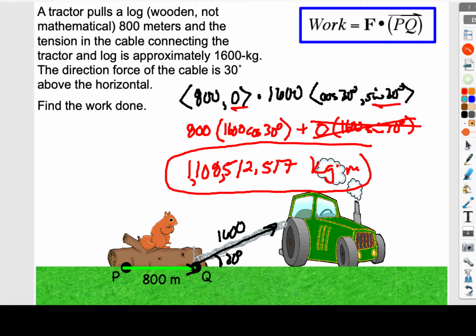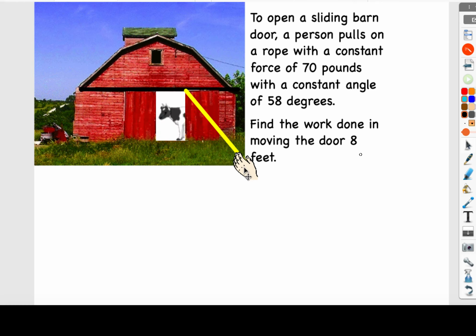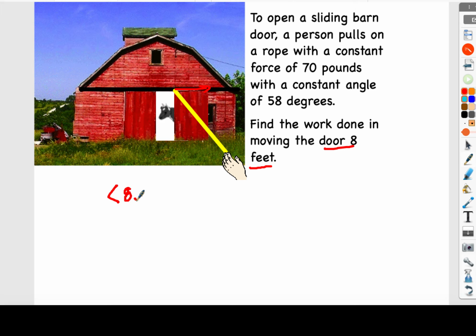Let's do one more very quickly. Let's say you're trying to open up a barn here. Bessie wants to go out to get some hay, maybe some grass. So we're going to pull this door along a railing, but again, we're not as tall as the railing usually. So again, we're going to pull this rope from the ground here. And so what's going to happen is we're going to move the door 8 feet. Well, the 8 feet is directly sideways, 8 feet to the right, not going up and down at all. Hopefully our railing is nice and level.